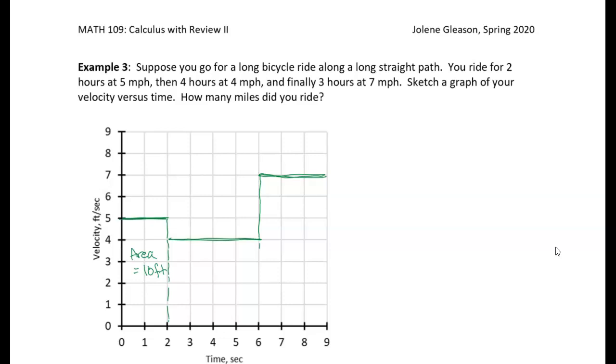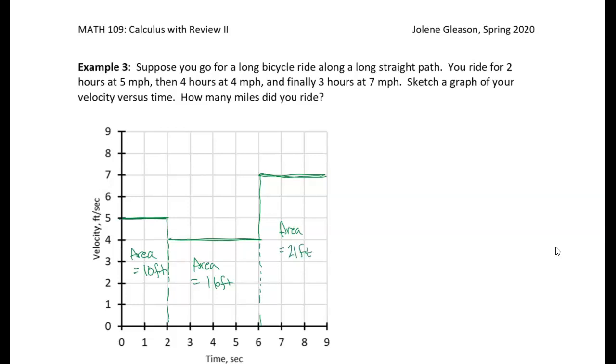And during this next segment of time here, you've gone 4 miles per hour for 4 hours, right? So the area here is equal to 16 feet. And then finally here we've gone 7 miles per hour for 3 hours. So the area here is 7 times 3, which is 21 feet.